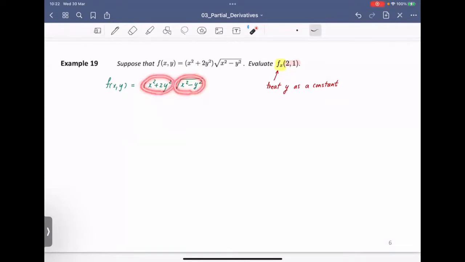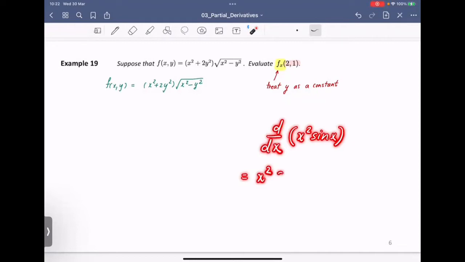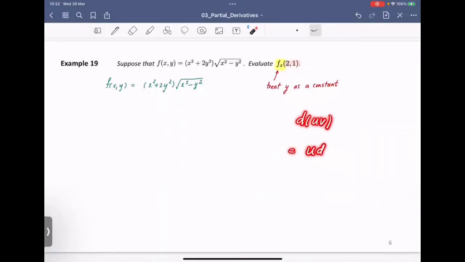Well, in Calculus 1, when you have two things multiplied together, you always use the product rule, right? In Cal 1, if I ask you to differentiate x squared sine x, what would you do? You keep the front one, x squared, and you differentiate the latter one, sine x, and then plus sine x times the derivative of x squared. This is what you do in Cal 1 when you see a product, because you learn that the derivative of uv is u dv plus v du.